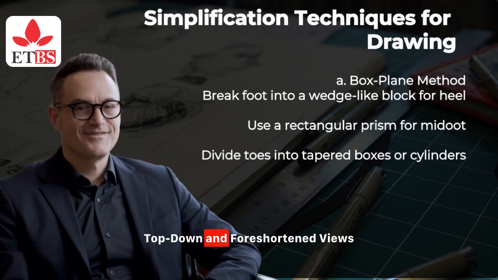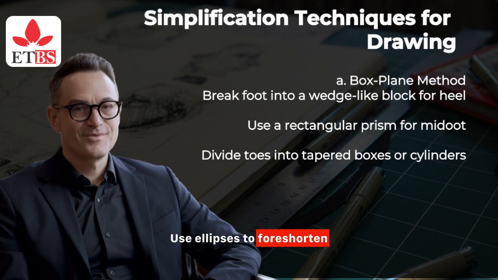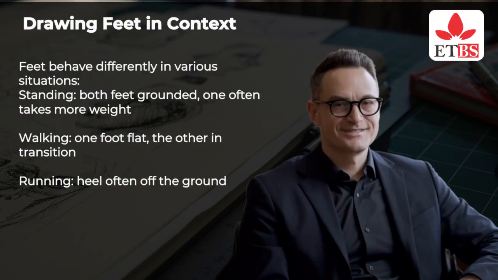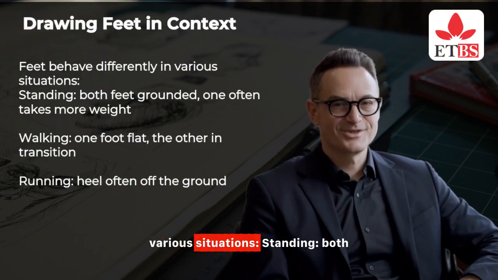C, top-down and foreshortened views. Use ellipses to foreshorten toes and ball of foot. Be aware of toe splay and perspective compression. Seventh, drawing feet in context. Feet behave differently in various situations.